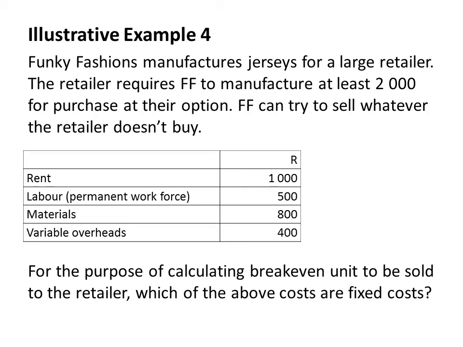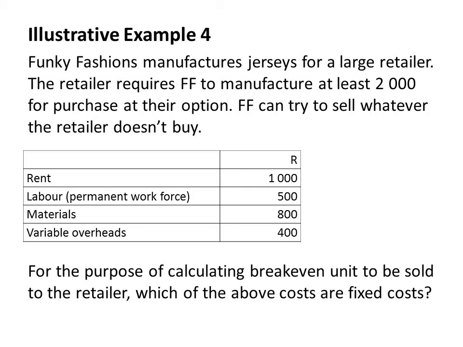Let's look at another example. Funky Fashions manufactures jerseys for a large retailer. This specific retailer requires Funky Fashions to manufacture at least 2,000 units, or 2,000 jerseys, to purchase at their option. So they don't have to buy all of it, but Funky Fashions has to at least have 2,000 available for their purchase. Funky Fashions can try then to sell whatever the retailer doesn't buy.